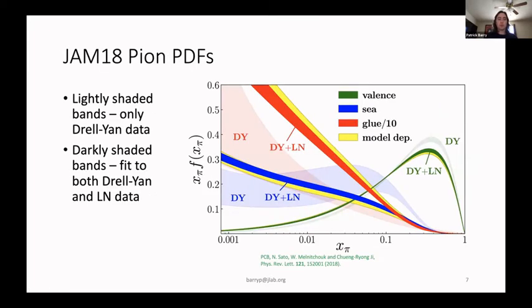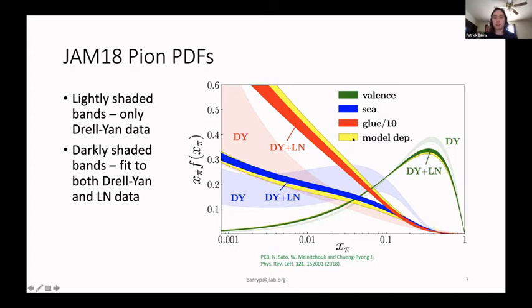So we performed this analysis in 2018 at next-to-leading order. And if we fit only to the Drell-Yan data, then we get the lightly shaded bands. So we can see that at high X, this is well constrained, but at low X, there's really no data there. We find that the charm quark distribution and the gluon distributions have large uncertainties and are not well constrained. However, when we include the leading neutron data, we get the solid bands, and those uncertainties shrink because there are actually constraints from the data and they're more trustworthy in that low X region.